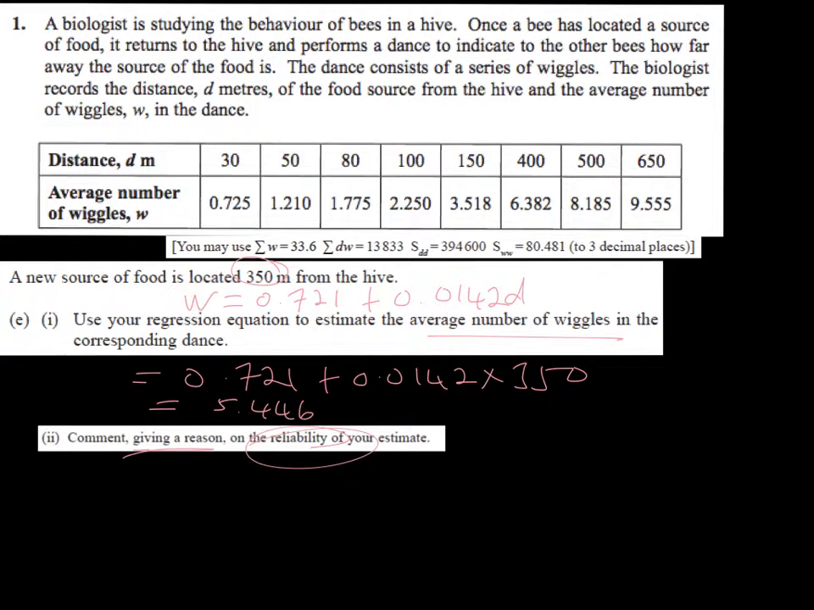And then to round off, we're asked to comment on the reliability of your estimate, giving a reason. So essentially for this, you just need to recognise that the range of the data goes from 300 to 650 metres. So if we're making a prediction about anything inside this range from 350, we can say that that's going to be reliable, it's interpolation. But if, for instance, we had, I don't know, instead of 350, suppose this was 800, then obviously this would be outside of the range, therefore that would be extrapolation. So essentially here it's reliable because it's making a prediction about a number within the range of the data.